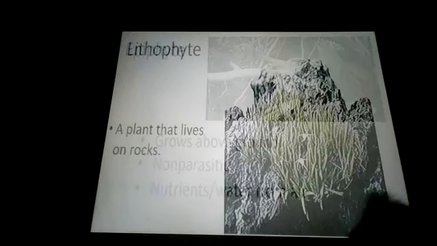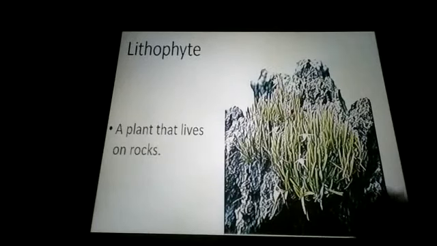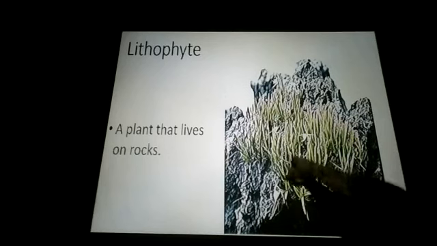Next slide, please. A lithophyte is a plant that lives on rocks. So here you have what looks like a Brassavola nodosa, and it's on a rock. So there you go.